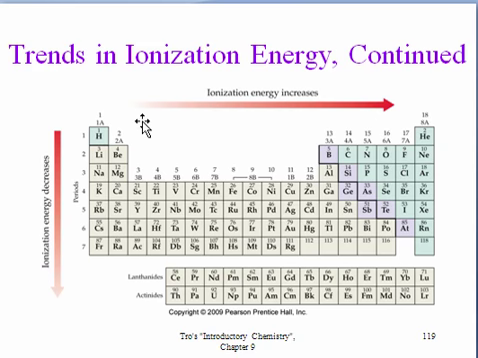So here are the trends in ionization energy, opposite those of atomic size. As we go from left to right in our main group elements, our ionization energy increases. We need to add more energy to take electrons away from a smaller atom. And as we go down, our ionization energy decreases. As our atomic size gets larger, it's easier to remove an electron. We don't have to add as much energy.